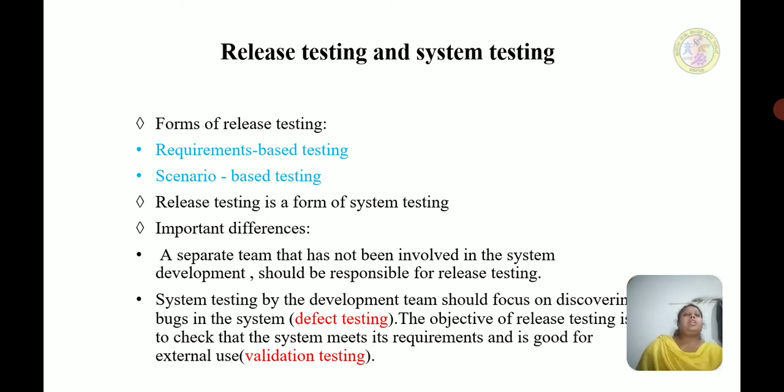We can have the system development. A group of people will be chosen for release testing. The system is tested by the development team who has developed the software, and it has to be focused mainly on discovering the bugs in the system. Bugs means we have defects in the system.